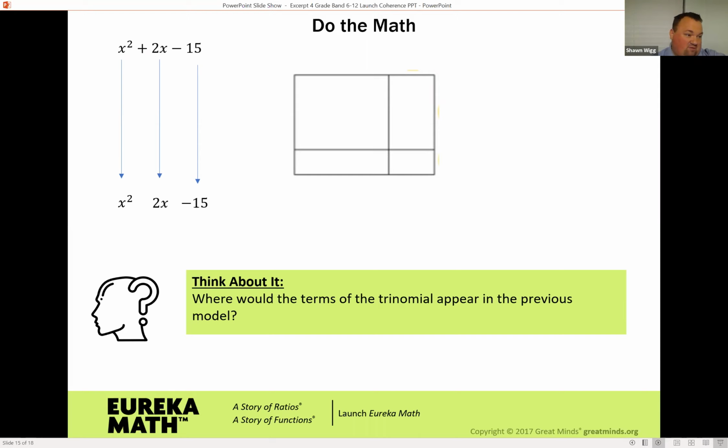How about our x squared? Absolutely. I'm going to go in this diagonal. Where's that 2x going to go? What diagonal? Yeah, absolutely. It's going to go right there in that diagonal. Perfect. And how about the negative 15? Where will that go? Nice. Perfect. So now we know what diagonals are going to go. We can begin really piecing this together and doing some really awesome factoring from a conceptual perspective.